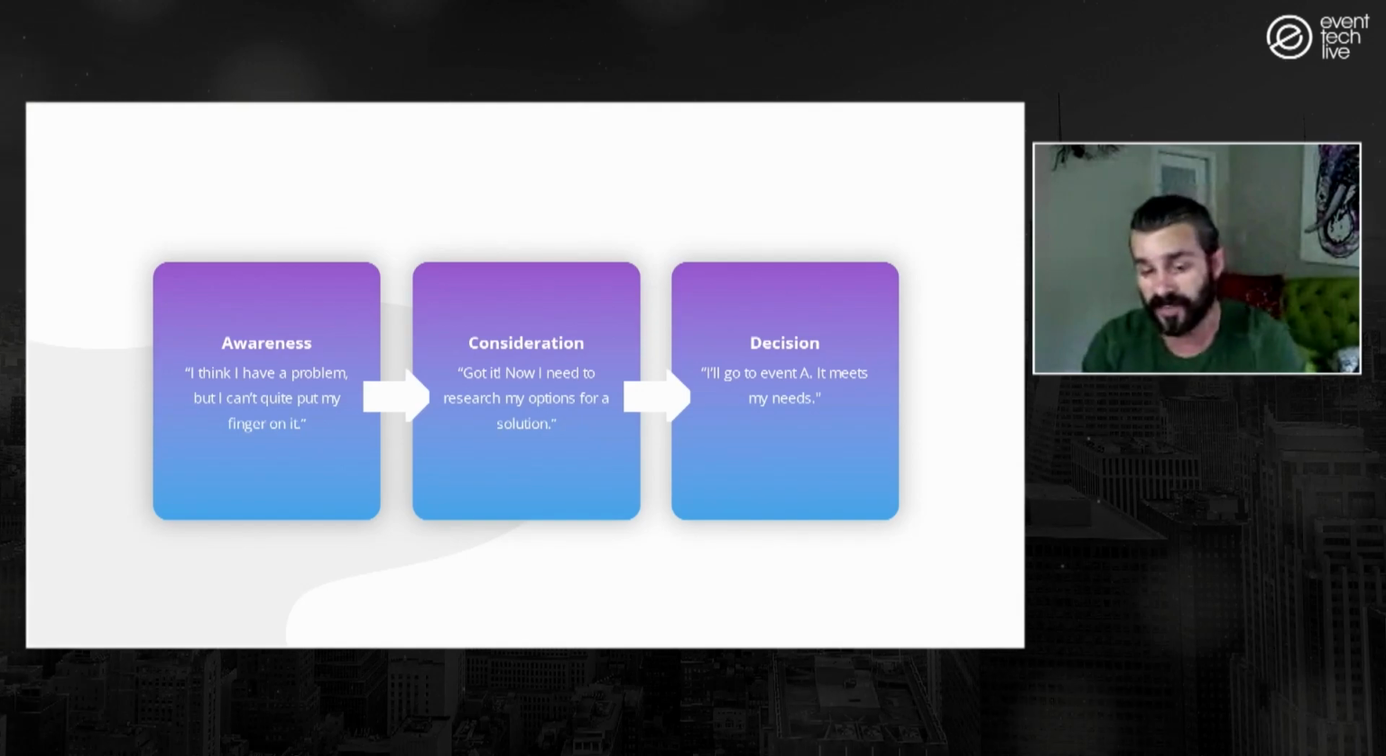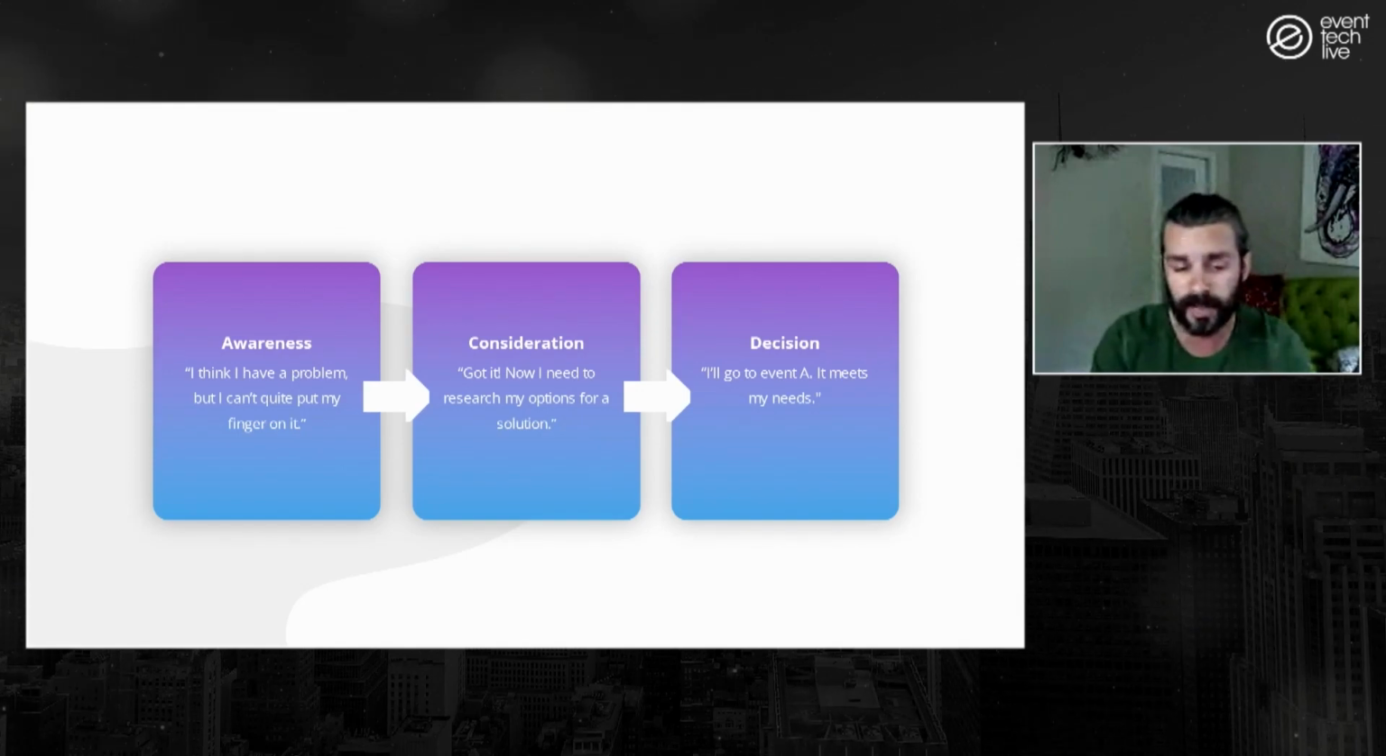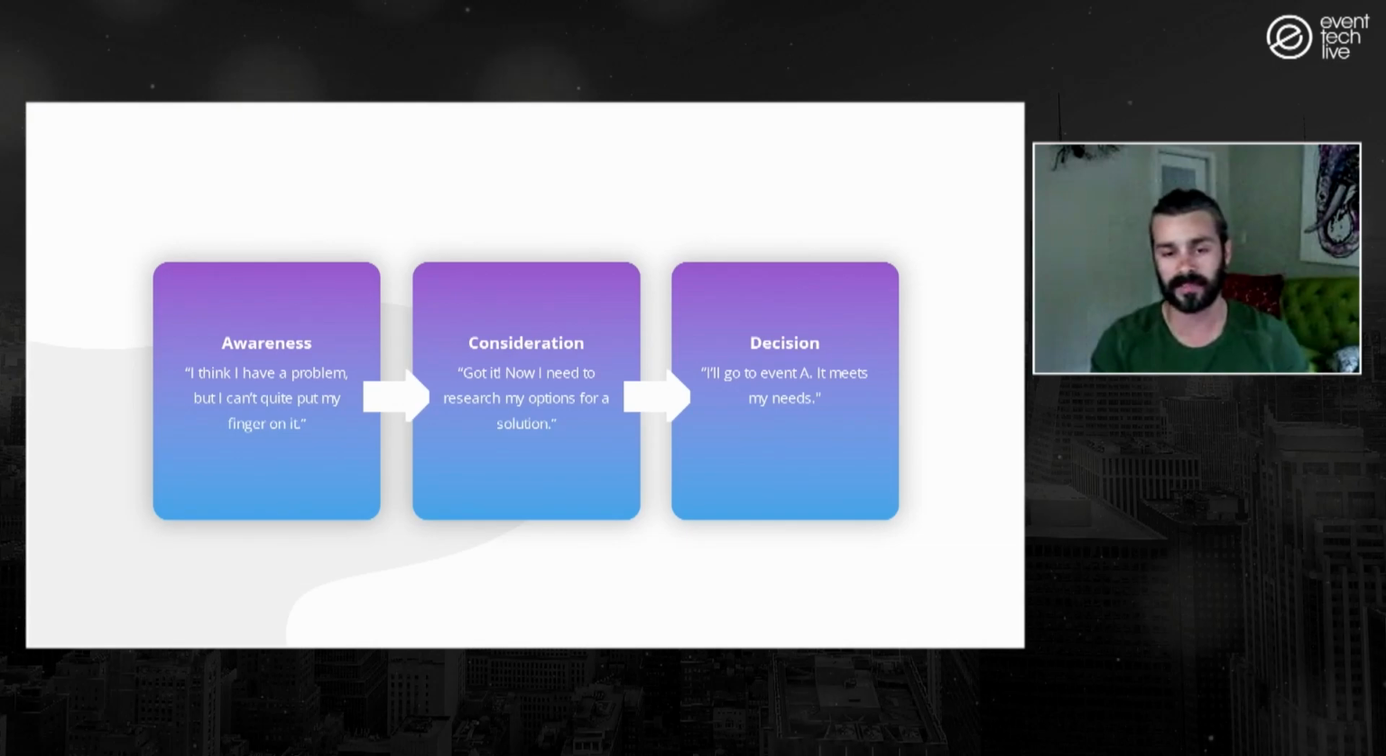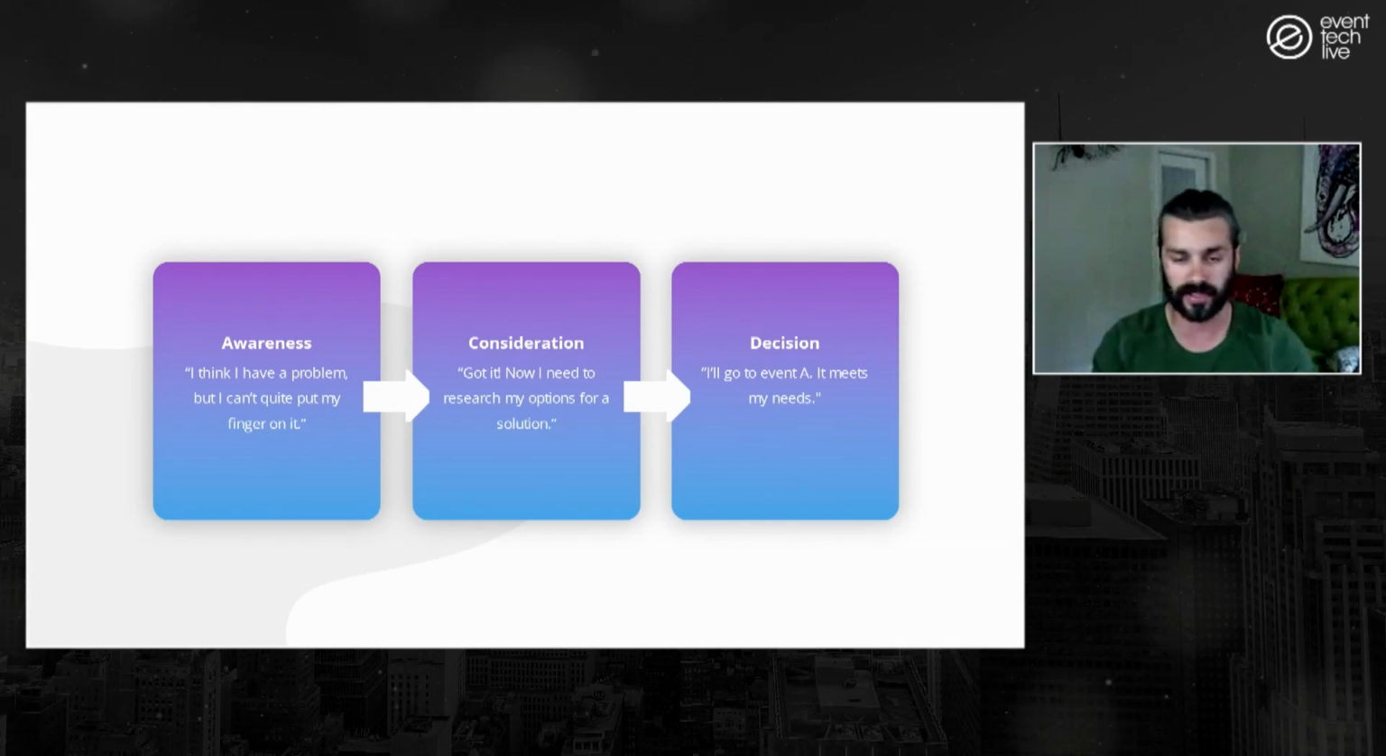And then obviously the decision phase, right? Like what is that final piece that's going to allow them to go, yes, this is it. This meets all my needs. It's the right price. It's the right timing. It's the right content. How do I convert at this point?